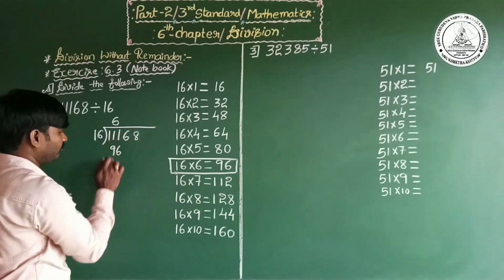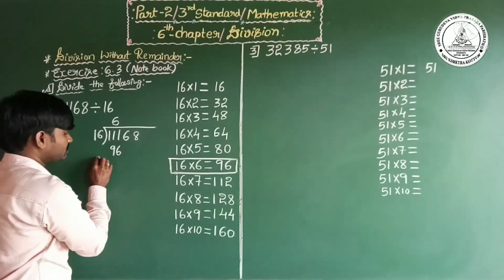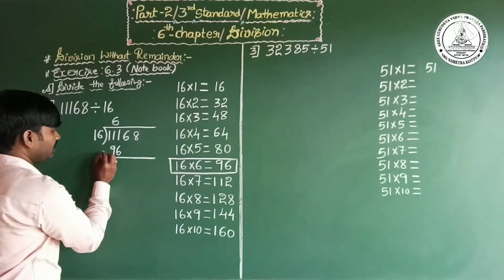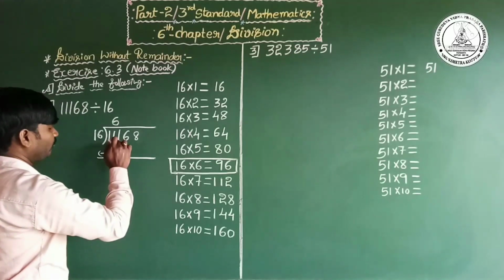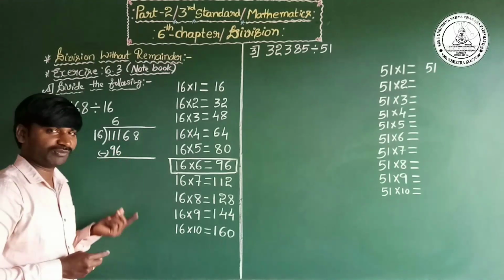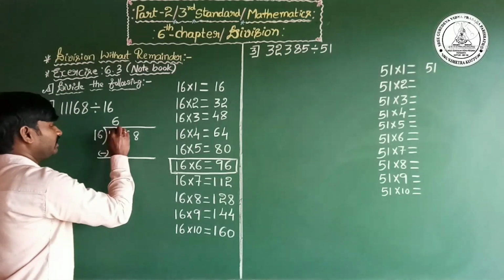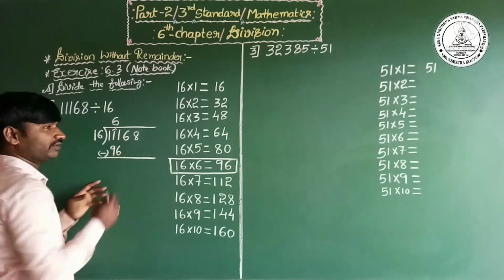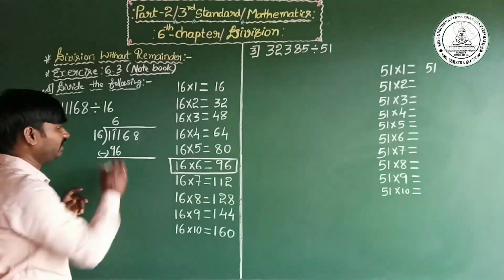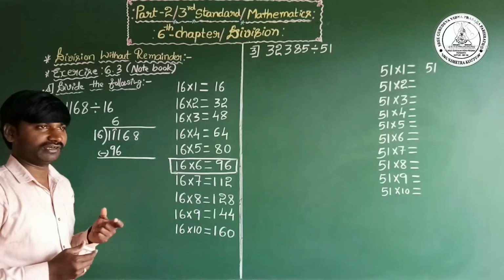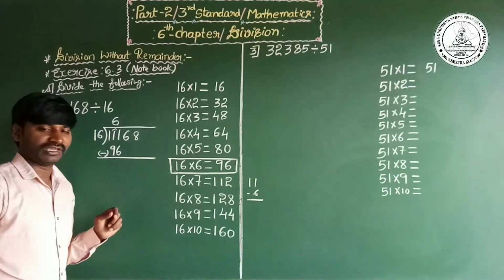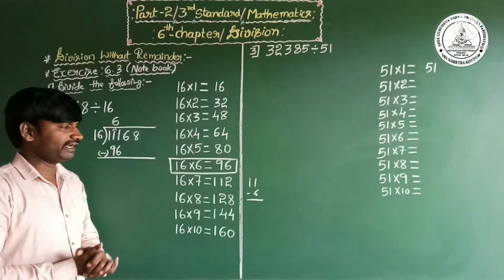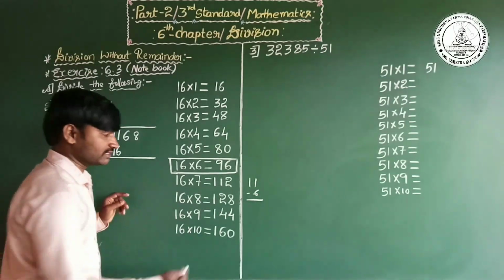Ones, tens, hundreds. 16 sixes are 96. Next you use the subtraction sign. You want 1 minus 6, which is not possible. You borrow from the tens place. Borrow, you know already, is 10. 10 plus 1 you get 11. Okay, 11 minus 6, how much, dear student? Keep 11 in your mind or use the number line.